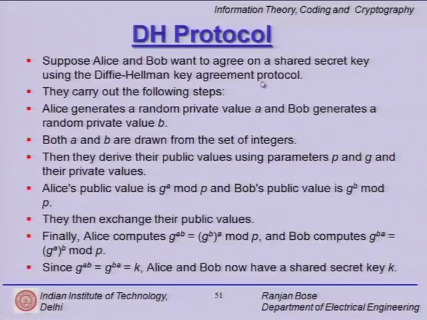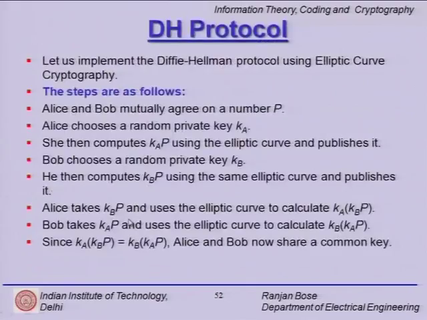So, what does this DH protocol do? We have those two characters in the play, Alice and Bob, who want to exchange the key. So, Alice generates a random private value a and Bob generates a random private value b. They are both drawn from the set of integers. Then they derive the public value using p and g, right. And how do we do that? Well, the steps are as follows. Alice and Bob mutually agree on a number p.